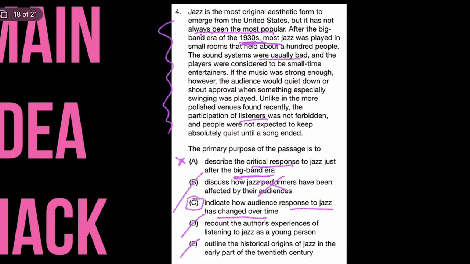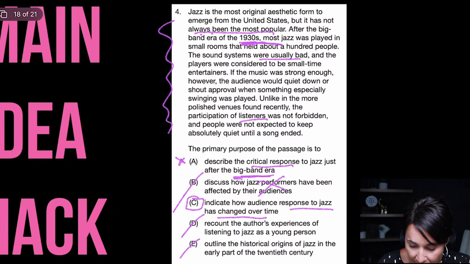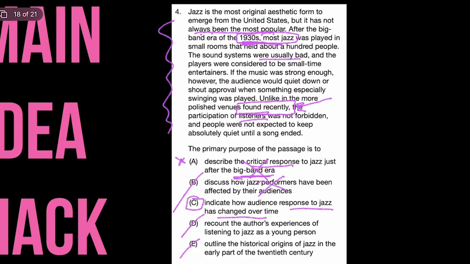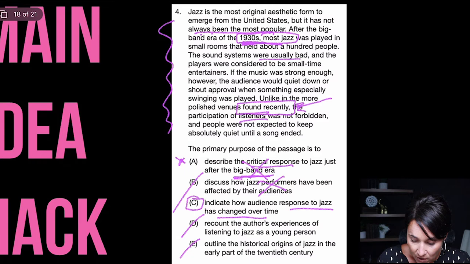So we've got jazz is the most original aesthetic, but it has not always been the most popular. After the big band era of 1930s, most jazz was played in small rooms, the sound systems. If the music was strong enough, however, the audience would quiet down. Unlike in more polished venues, recently, participation of listeners was not forbidden. So we've got this found recently. We have the 1930s, but we also have this found recently. Notice that they went from a date to a more general kind of today kind of deal. So this just isn't about the big band era. This is about how audiences' response to jazz has changed over time.